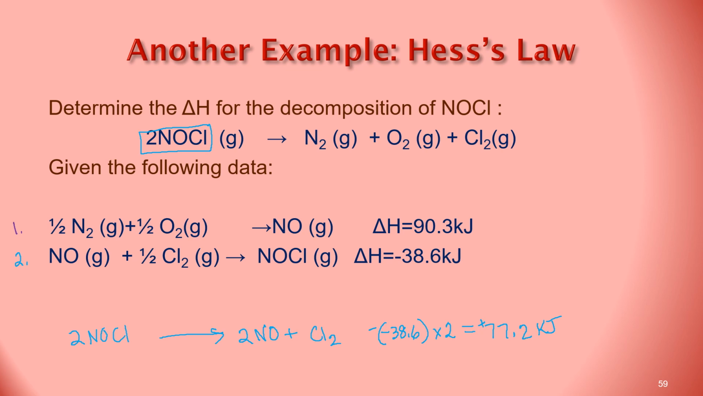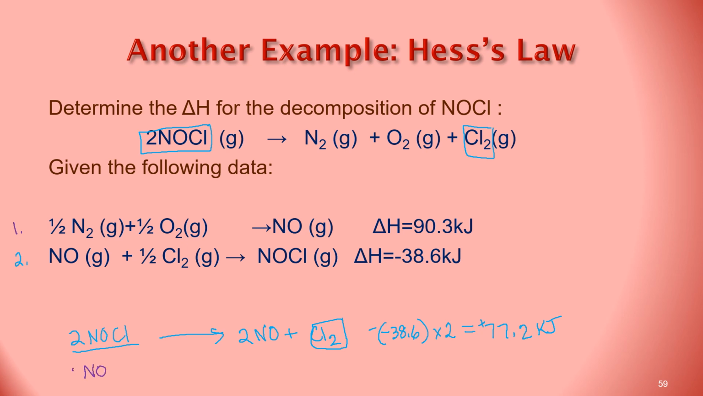All right, and now, we were able to not only get the 2 NaCl in place, we also got the Cl2 in place, so that's good. And now we want to get the N2 and O2 in place. Both of them are on the left, so I need them on the right, and I also need to double them. And so I'm going to do the same thing here. I'm going to reverse and double the first equation.